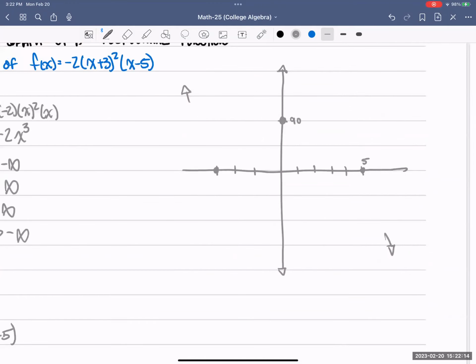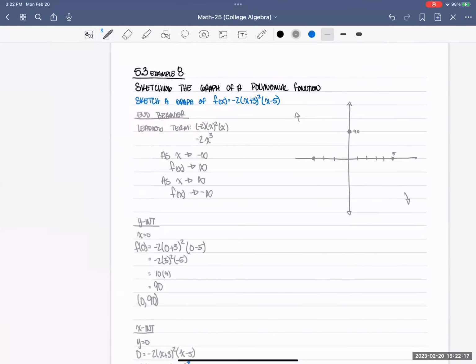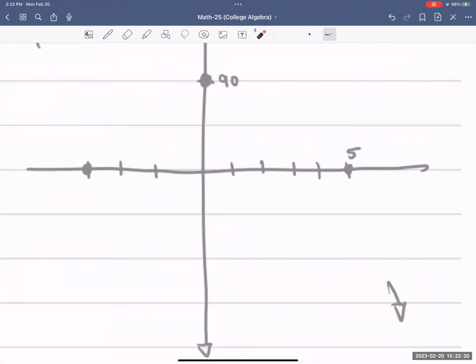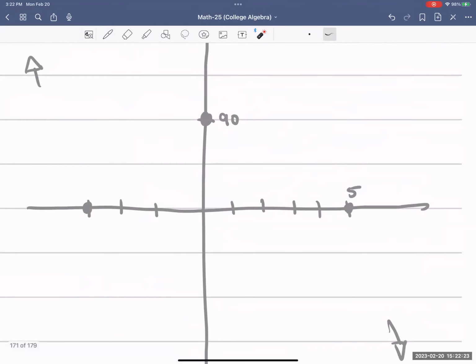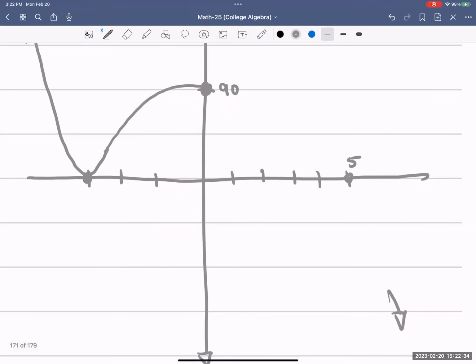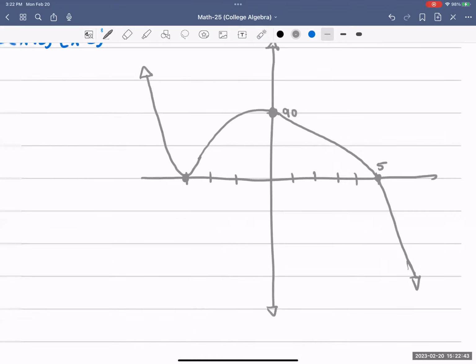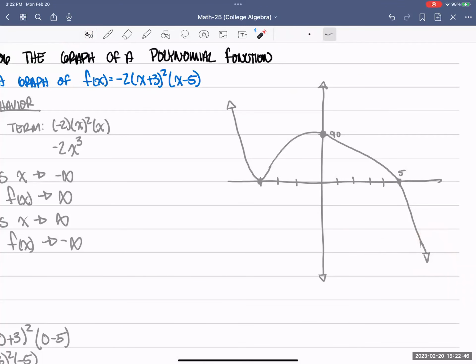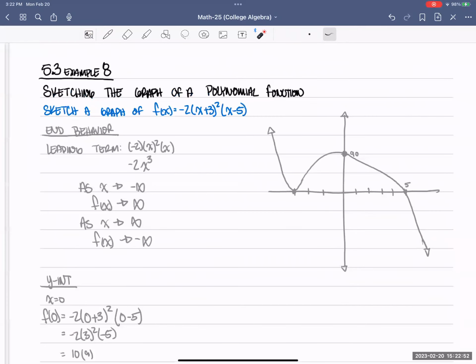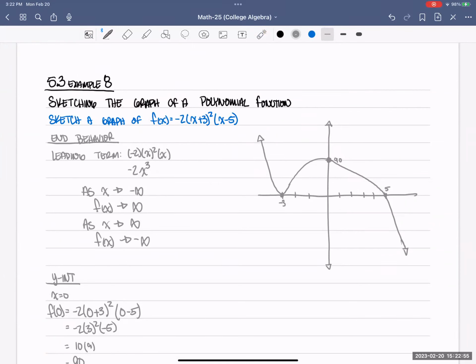We had multiplicity 2 at x equals -3. So on that one, our graph is not going to go through. It's going to bounce off because it's of multiplicity 2. We know it comes up here to meet our y-intercept, comes back down this way for that x-intercept, and meets up with our end behavior over here. And that's it. So we have everything that we need: -3 here, +5 there, +90 way up there.